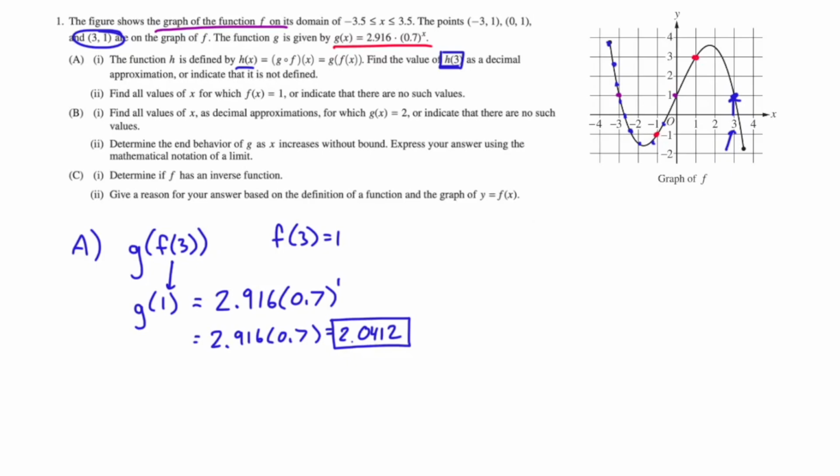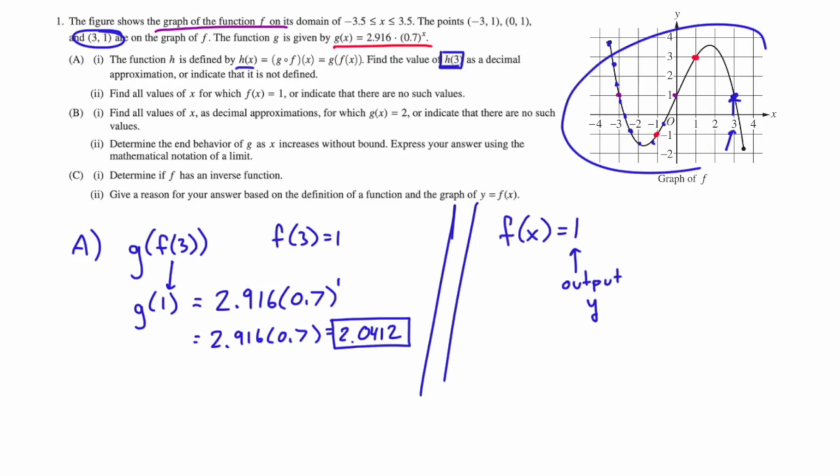The decimal doesn't continue past that, so I would just leave it that way. So moving on to the second part for part A, it says find all values of x for which f of x equals 1, or indicate that there are no such values. So we're back to function notation, and it's important to note that this 1 is the output, or the y value.